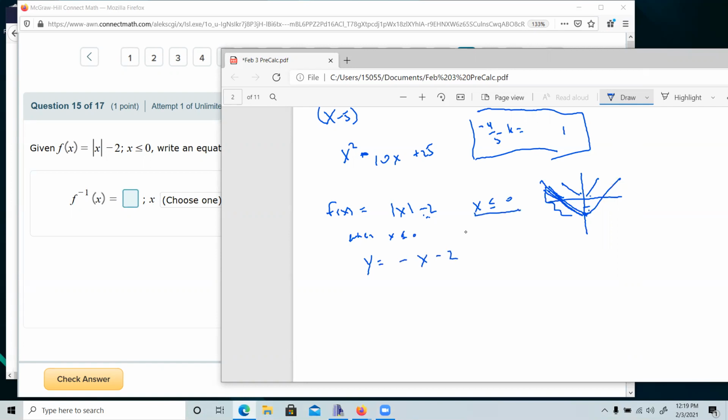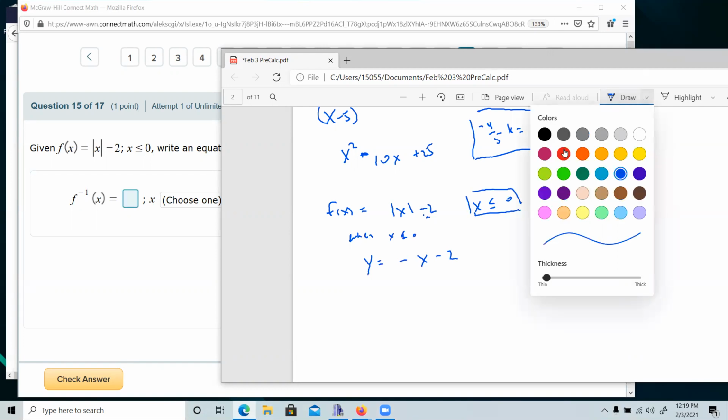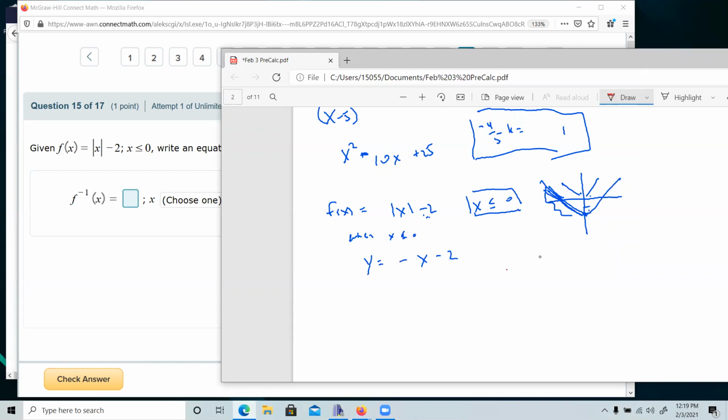So again, things I wish we had in a face-to-face class. If you did not have this condition, would this function have an inverse, right? And that answer would be no, because this is not a one-to-one function. It fails the horizontal line test. So if we don't have this restriction, then we don't have a one-to-one function. So it does not have an inverse.